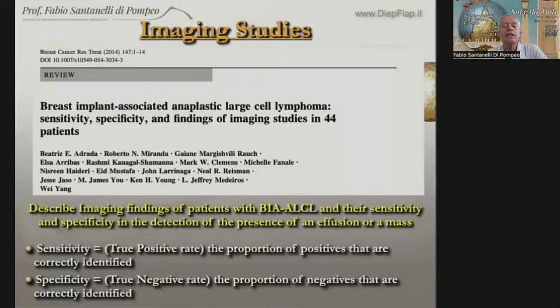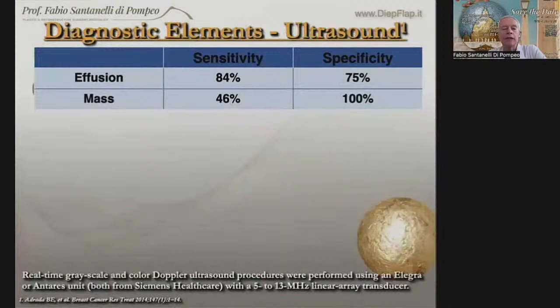For sensitivity, we have to consider the true positive rate, the capacity of this study to detect the true positive cases in proportion. And specificity is the contrary, the capacity of detecting the true negative rate, so the proportion of negatives that are correctly identified. That's a good refresher for the memory of all of us in order to understand the following slides.